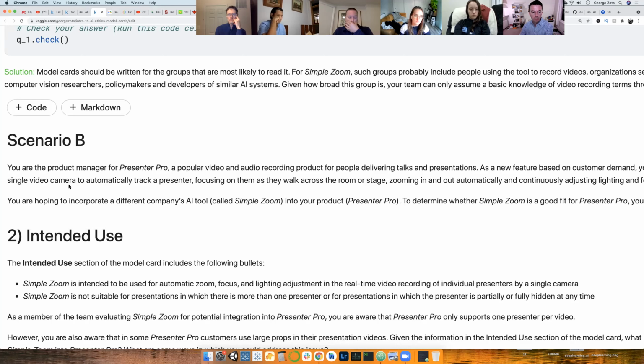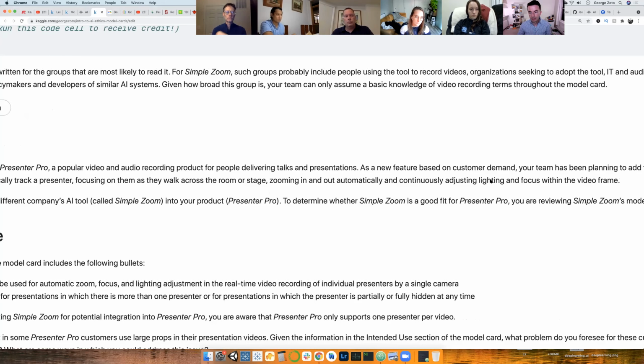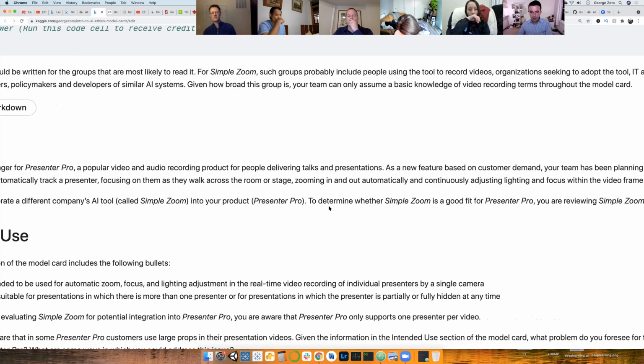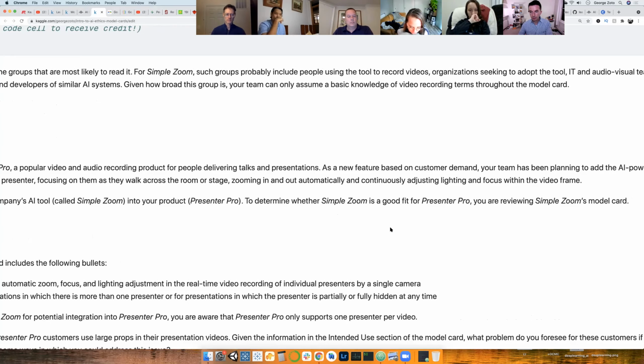Yeah, very similar approach to the other product. Single camera to automatically track a presenter, focusing on them as they cross, zooming in and out, and automatically adjusting the lighting and focus of the video frame. You're hoping to incorporate the Simple Zoom, which is a different company and AI product, into your product. To determine whether Simple Zoom is a good fit, you're reviewing the Simple Zoom's model card.